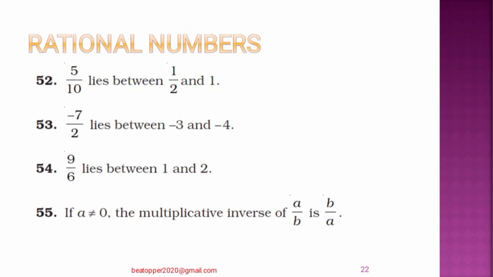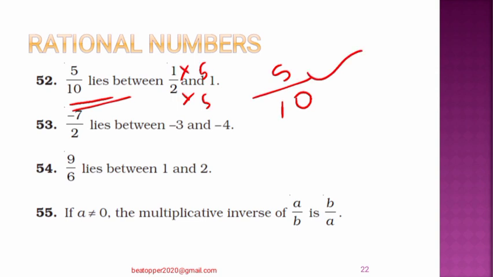Next question, 5 by 10 lies between 1 by 2 and 1. Okay, this we can also do in the same manner. So 1 by 2 becomes, to make the equivalent fraction with the denominator 10, we have to multiply both numerator and denominator by 5. Then it is 5 by 10. So it does not lie between. This 1 by 2 itself is 5 by 10. Okay, so this is a false statement.